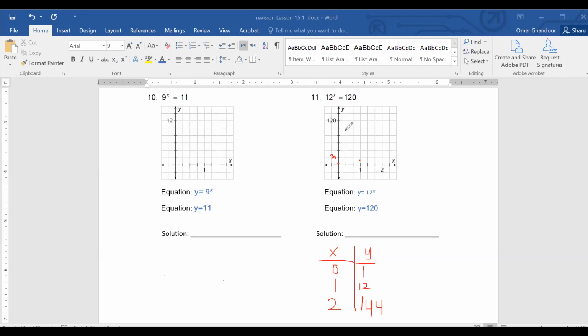We can go up. This is 120. So the next square is 140. So 144 will be just above it. So we can say that it's like in here. Okay, and then let's do the graph.